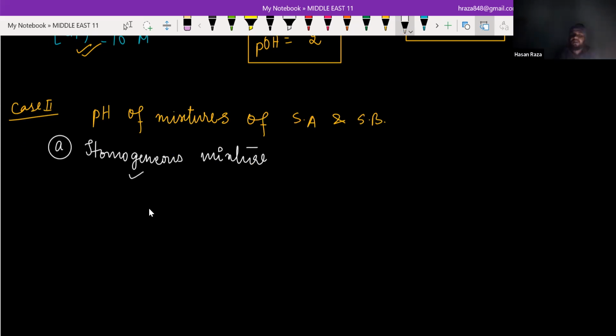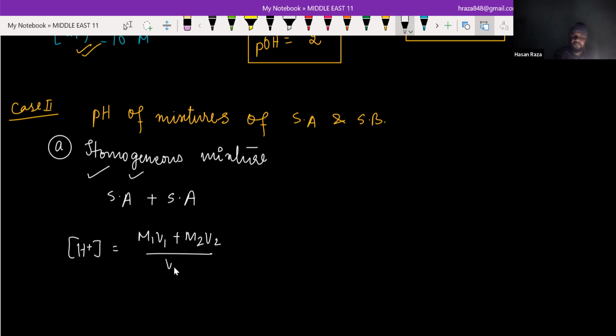Now, what is a homogeneous mixture? When two acids are mixed with each other or two bases are mixed with each other, that is homogeneous. And what is a heterogeneous mixture? When an acid is mixed in a base. Are you getting my point? Yes, sir. A strong acid plus a strong acid, SA stands for strong acid. A strong acid mixed in a strong acid, that is a homogeneous mixture. Since it is acid, H plus has a concentration or molarity of M1V1 plus M2V2 upon V1 plus V2.